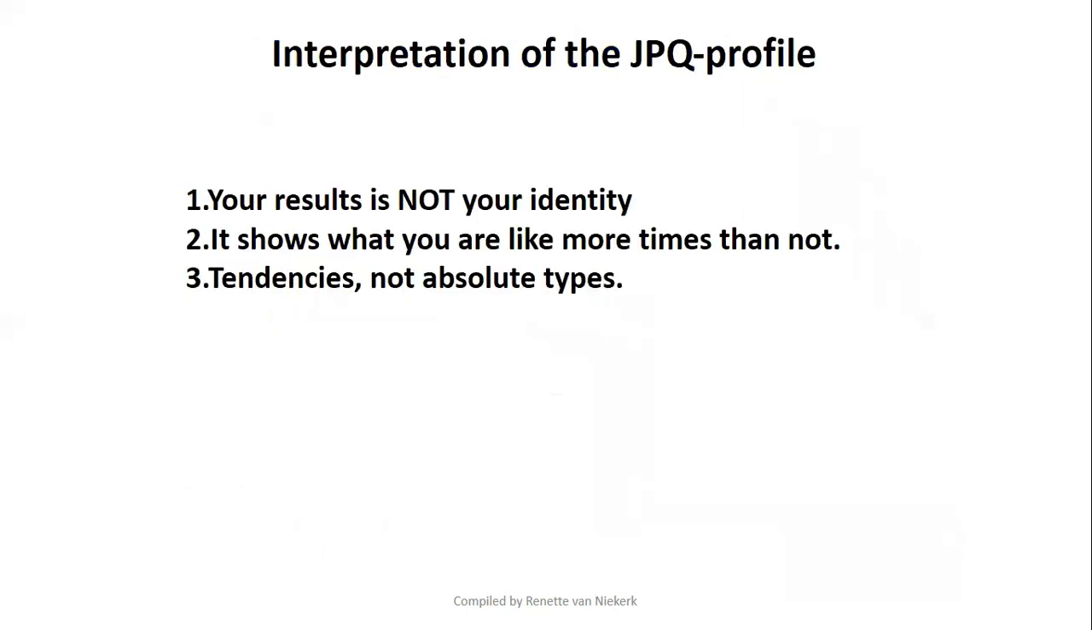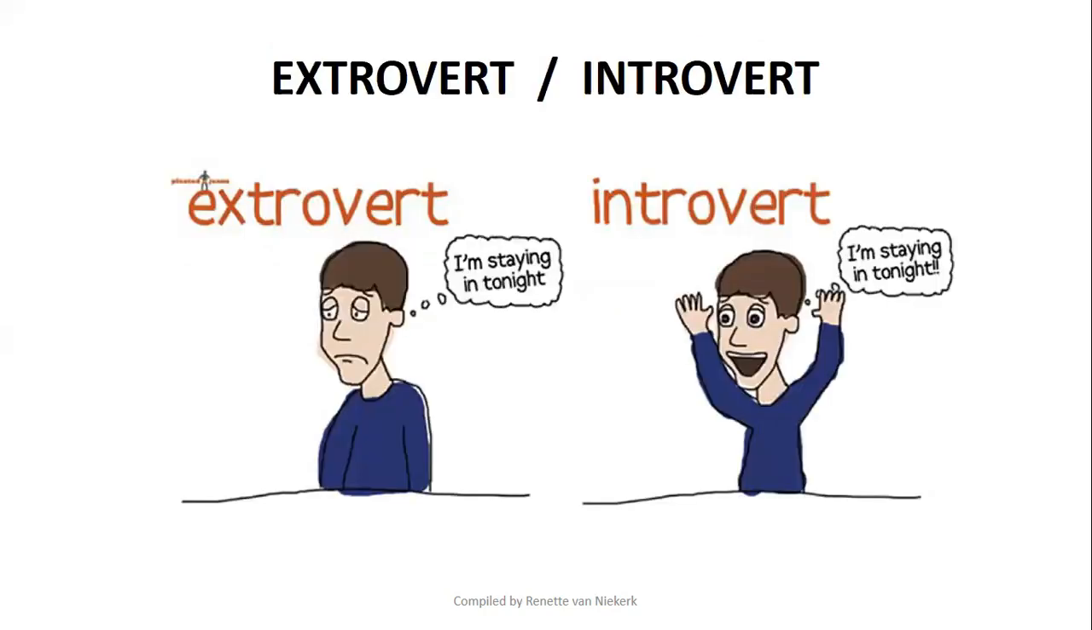Now, on the last page of your addendum, you will find the pie charts with your results on the JPQ profile. That is the Jung Personality Questionnaire. And remember, your results here is not your identity. It just shows what you are like more times than not. It shows you tendencies in your personality, but not absolute types. Now, firstly, the JPQ shows me whether you are more of an extrovert or more of an introvert.